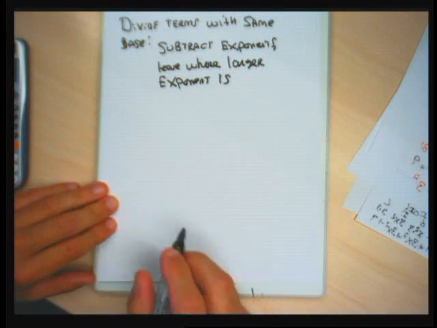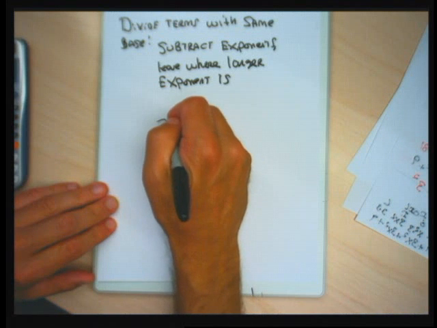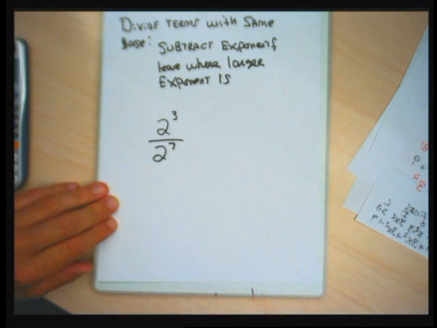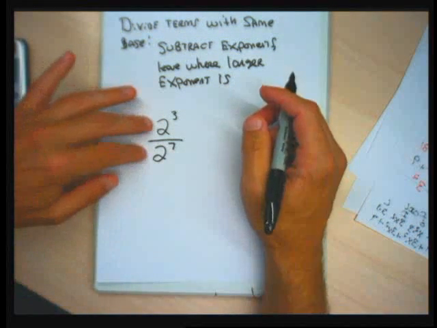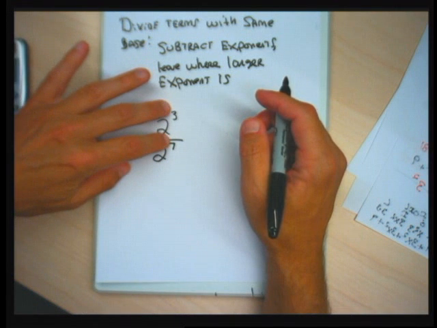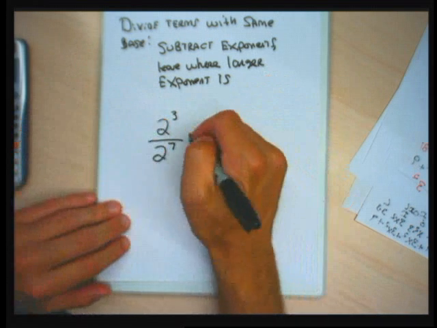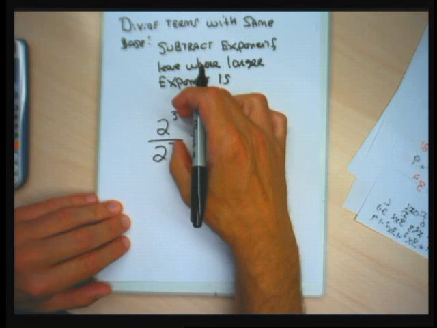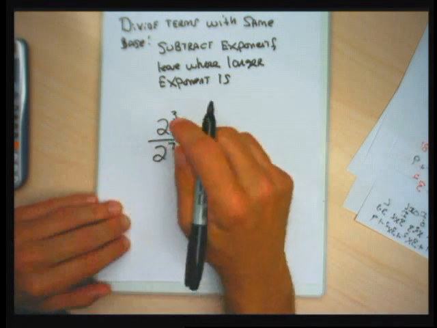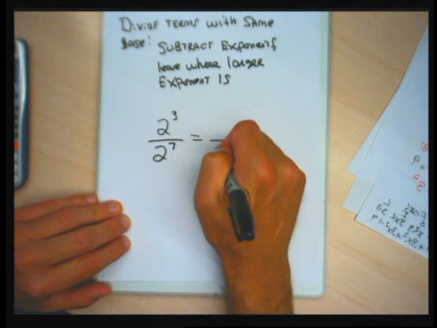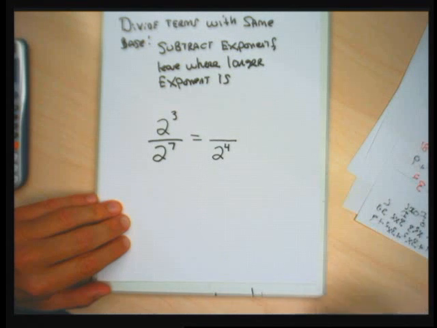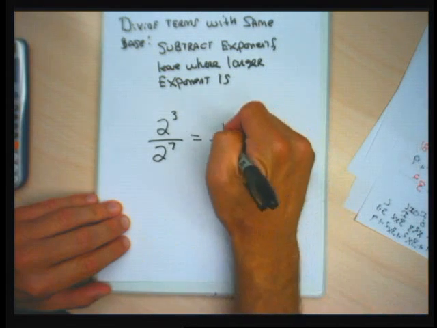So here's an example. I'm dividing terms with the same base: 2 to the third power over 2 to the seventh power. Each of the terms has a base of 2. They have exponents of 3 and 7. When you're dividing terms with the same base, you subtract the exponents. The exponents are 7 and 3. I'm going to subtract the exponents. 7 minus 3 is 4. Because the bigger exponent is in the denominator, when I do that subtraction, I'm going to leave my exponent in the denominator. I can't write a fraction without a numerator, so I'm going to leave a 1 in the numerator.